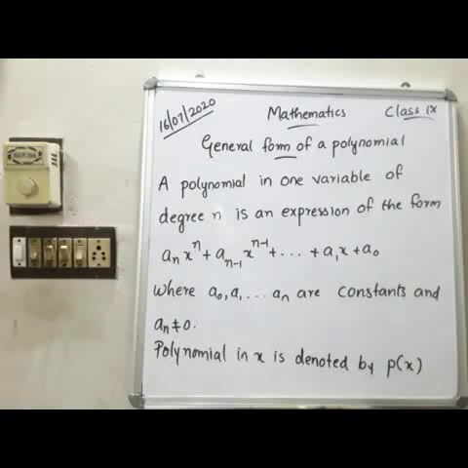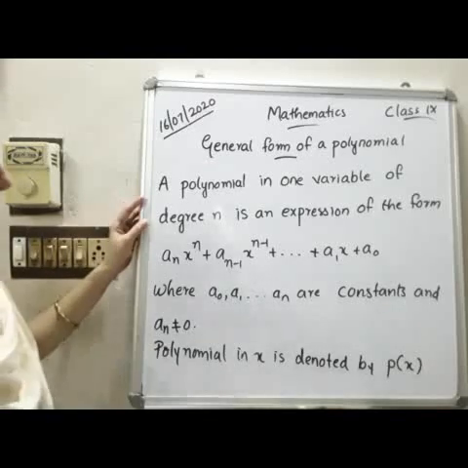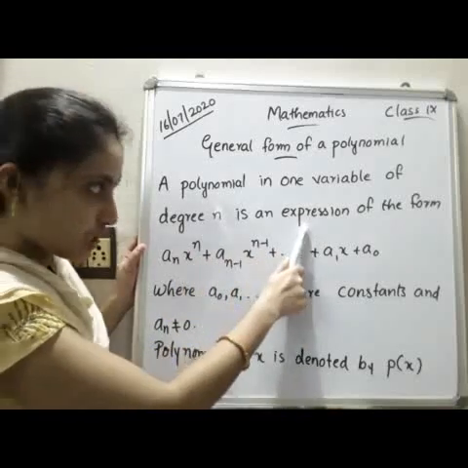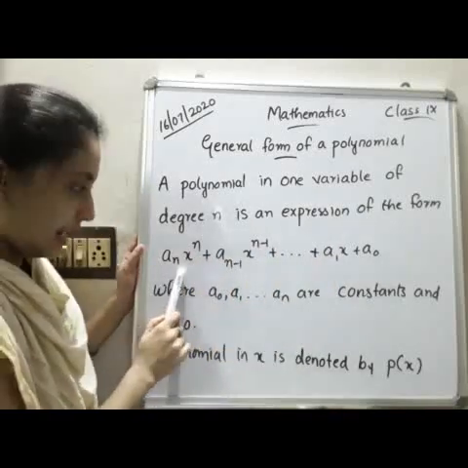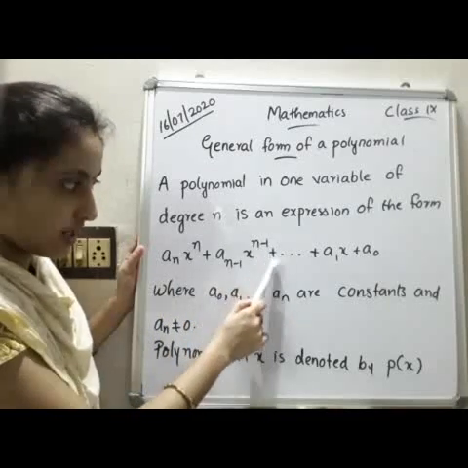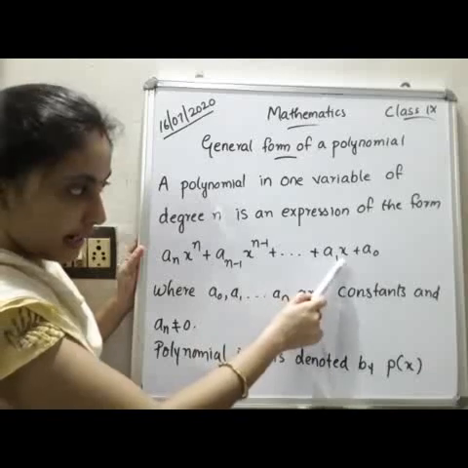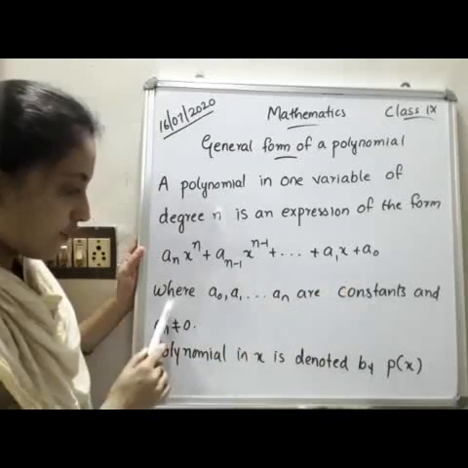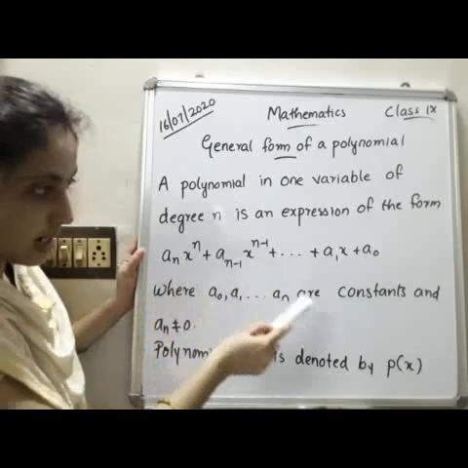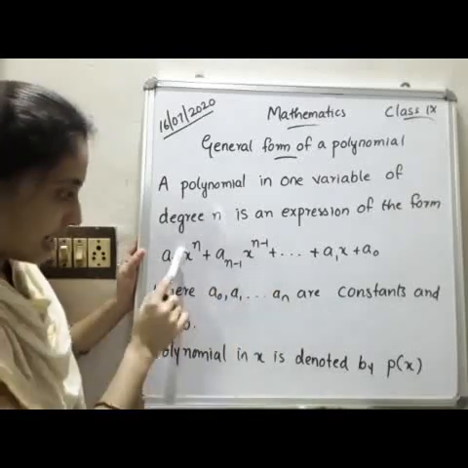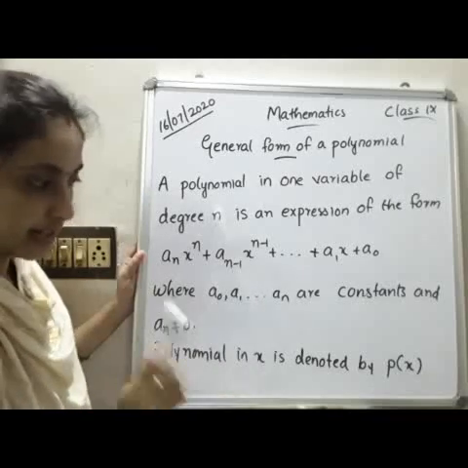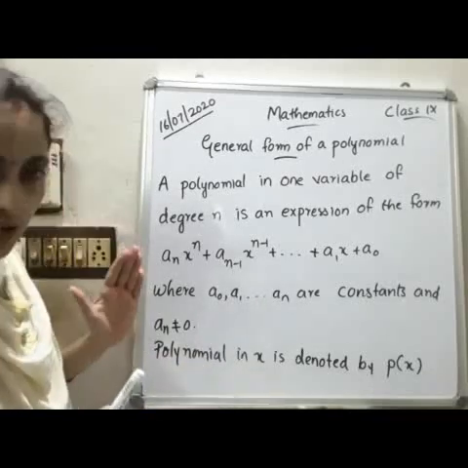A general form of a polynomial. A polynomial in one variable of degree n is an expression of the form a_n x^n + a_(n-1) x^(n-1) + ... + a_1 x + a_0, where a_0, a_1, ..., a_n are constants and a_n is not equal to 0. The polynomial in x is denoted by p(x). This much we have to be clear.